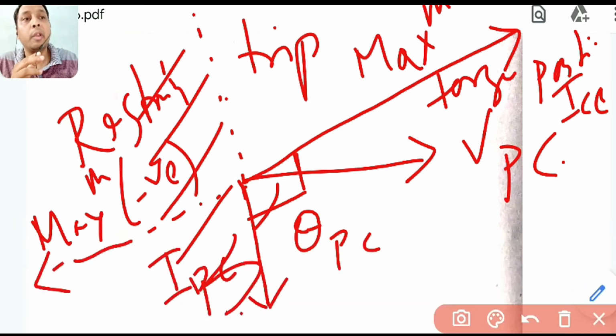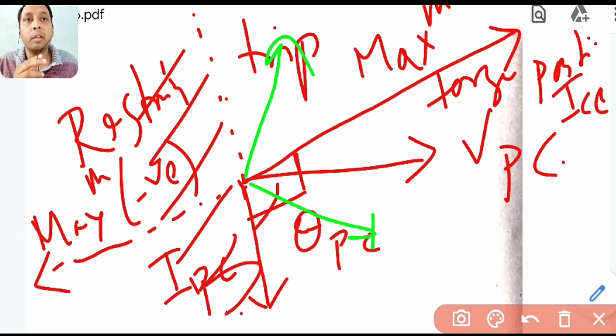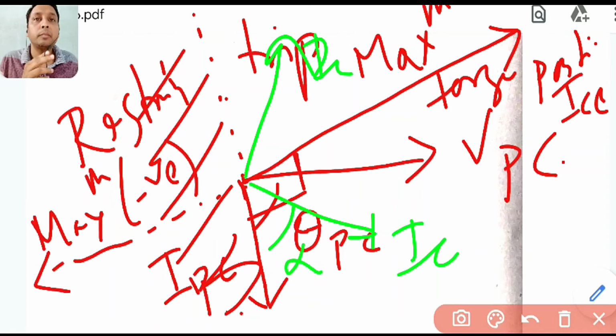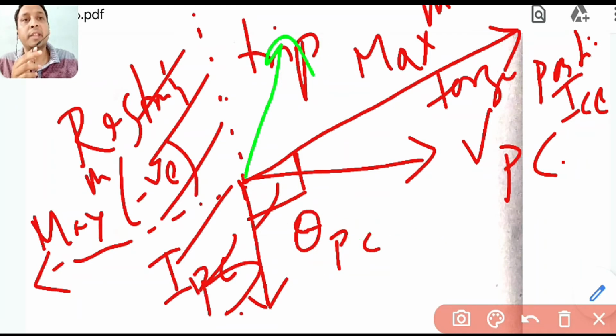Now you can see ICC can be anywhere around. ICC can be here, ICC can be here. I don't know. If it comes this side, then it is negative torque. It will not trip. But for positive torque, your ICC can be here, ICC can be here, and the angle between these two will always be alpha. And if it is maximum, then it is known as maximum torque position.